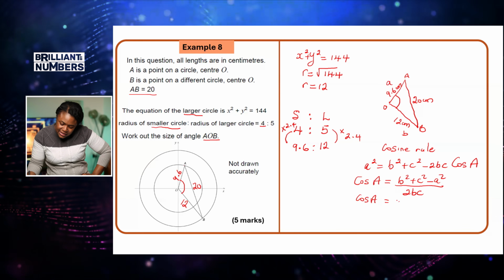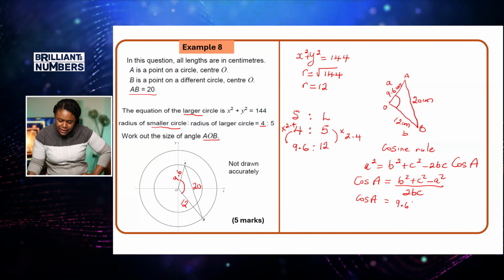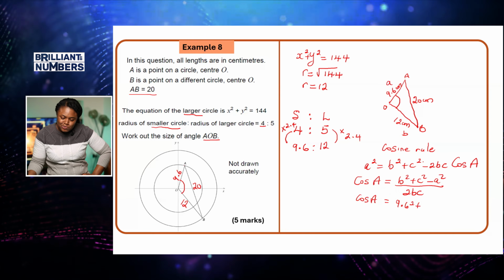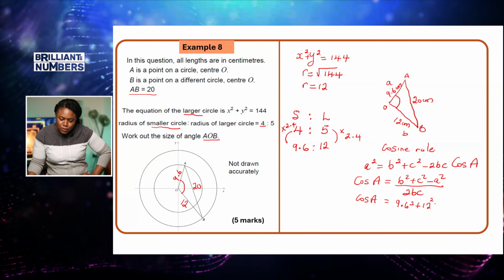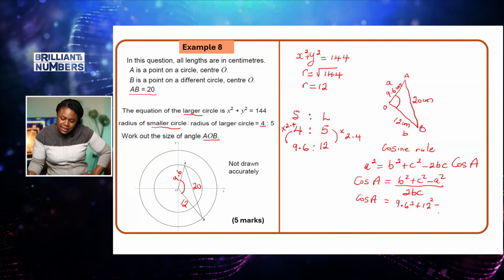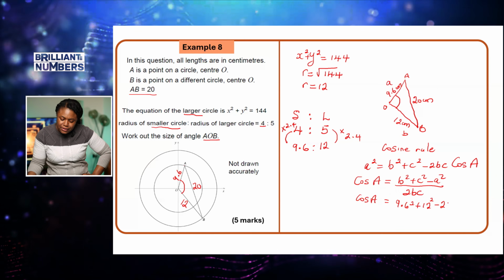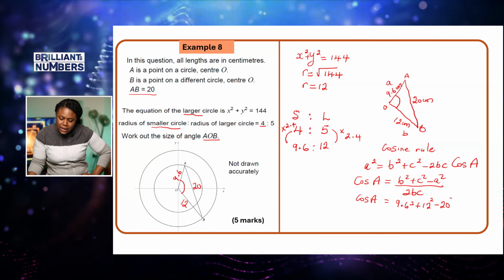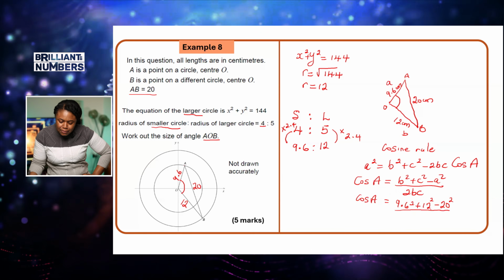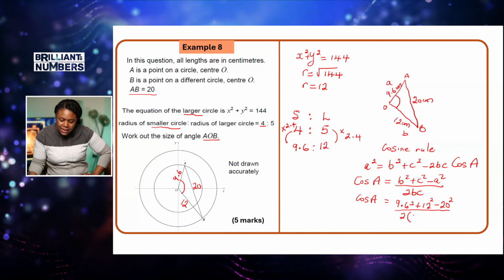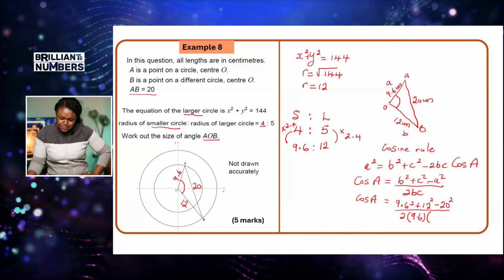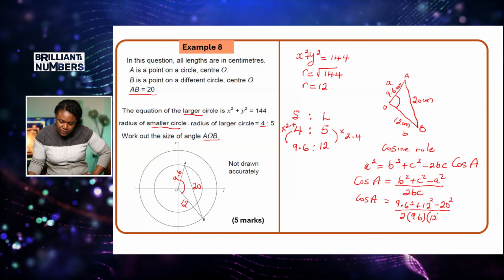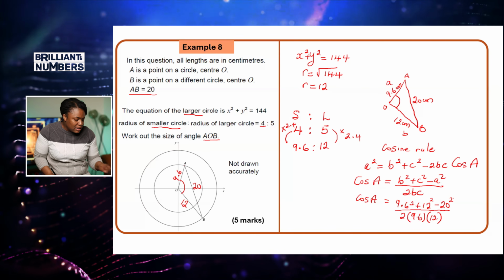Two matching sides is 9.6 squared plus, I'm going to now do 12 squared, and I'm going to subtract 20, which is my A side, so 20 squared, and I'm going to divide that by 2 times B, which is 9.6, times C, which is 12. Now I'm going to put that in my calculator.